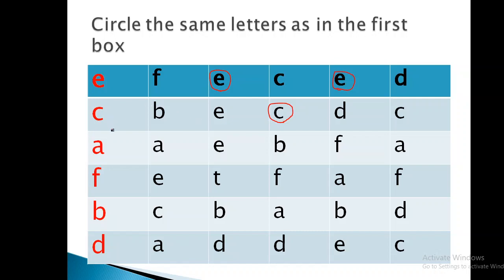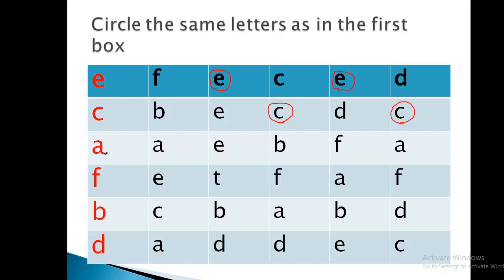No. In the first box we have C, and here we have D, meaning we leave it. Then we move on to the next one. The next one, is it a letter C? Yes. We circle our letter C. Okay. Then we move on.